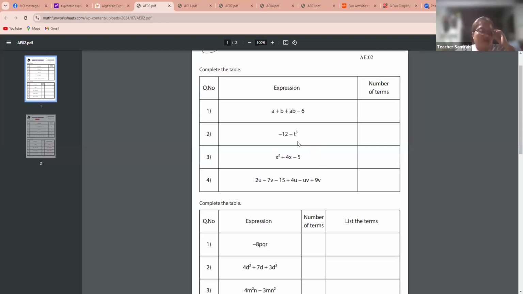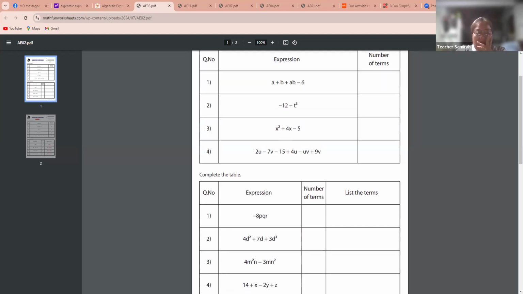Another one. Okay, so let me have this. Can you see it now? Can you try to answer this one? The first table has items 1, 2, 3, 4. The second question also has items 1, 2, 3, 4. You know how to answer it right now, right? You know how to get the number of terms. You also know how to list all the terms.